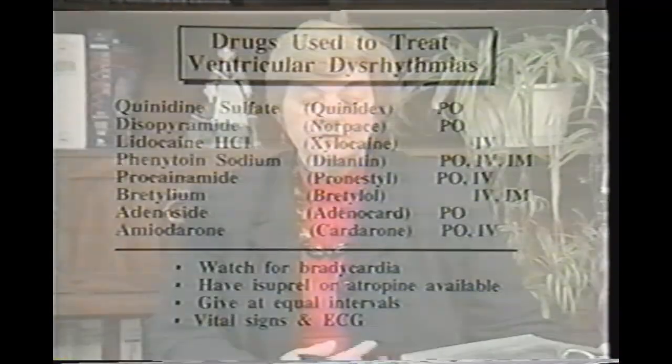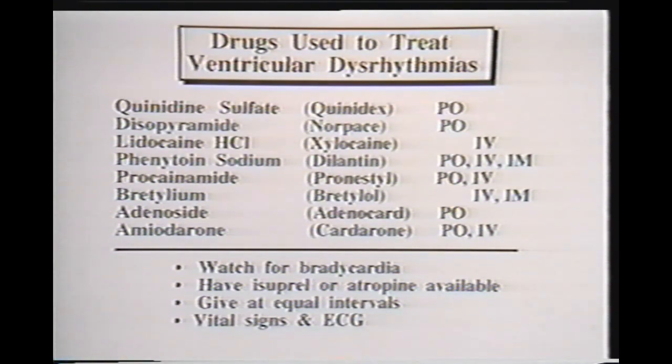We want to look also at antiarrhythmics, and these drugs help to correct rhythm problems with the heart. They try to bring the heart back to normal rate, normal rhythm, to make it so that the sinus node is what's controlling the heart rate. As we look at this whole group of drugs used to treat ventricular dysrhythmias, we can make some generalizations, and let me make them for you.